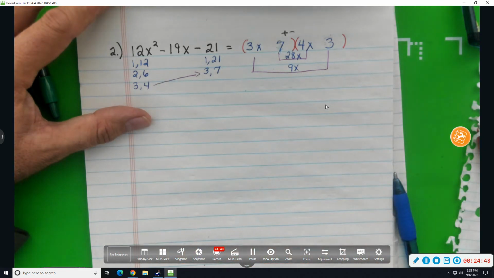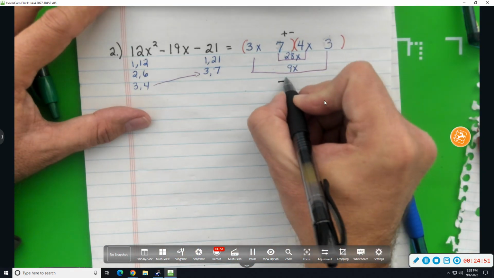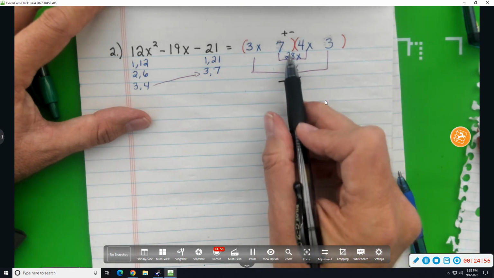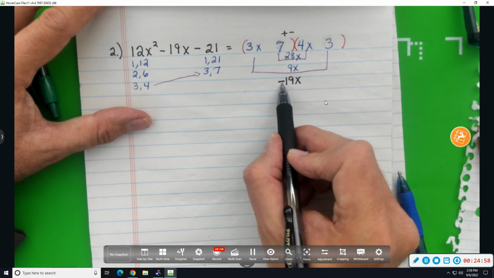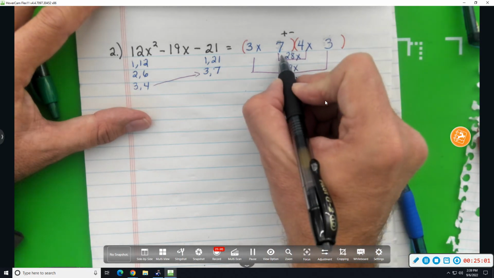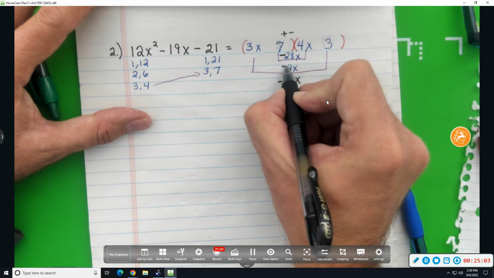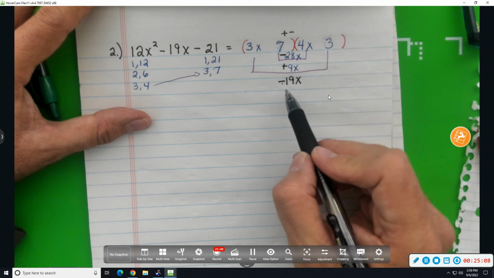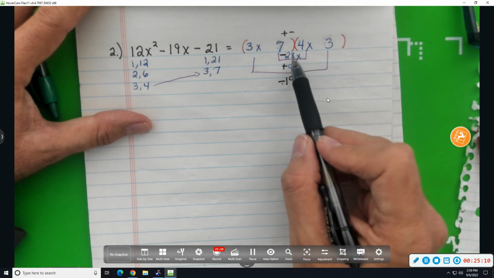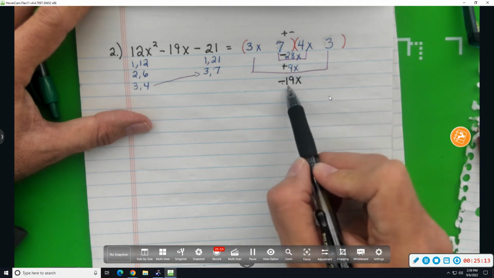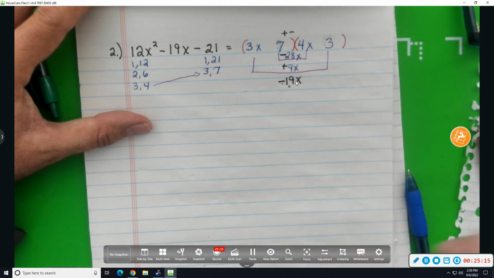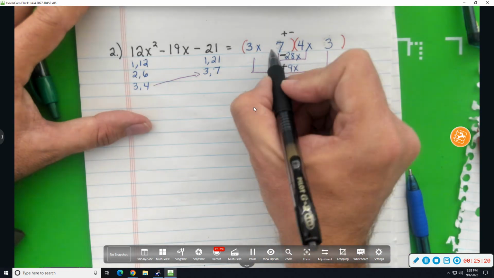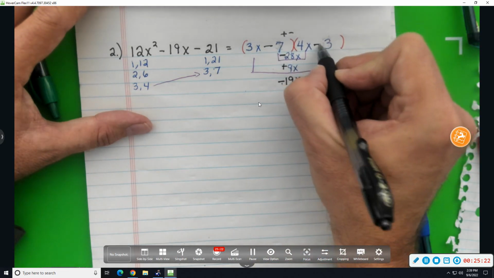So look closely at how I'm doing this. Negative 19x. Which one of these numbers, the 28 or the 9, would need to be negative? Okay, you make the bigger number negative, the smaller number positive. Negative 28 plus 9 is negative 19. So what symbol should I put in front of the 7? A plus or a minus? Minus and plus?